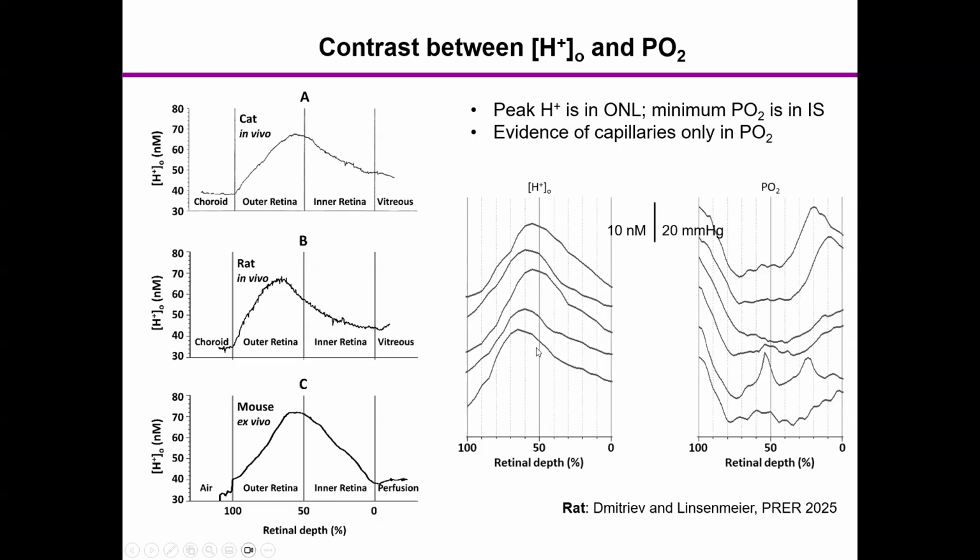And the other big difference about these traces is that in PO2, we see peaks in the inner retina where there are capillaries, or near where there are capillaries. So there are sources of oxygen and diffusion away from those. And you might have expected that we would see little troughs in the pH profile corresponding to capillaries also, but we hardly ever see those. And it's not because of the dynamics of the electrode, it's because they really aren't there.